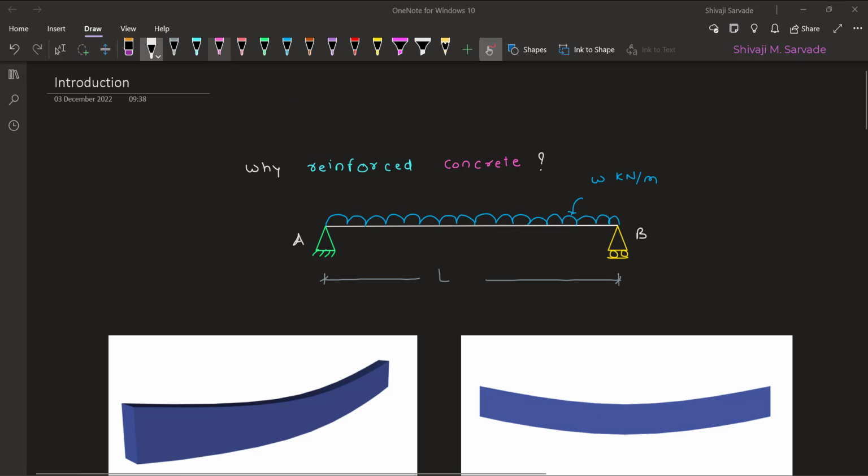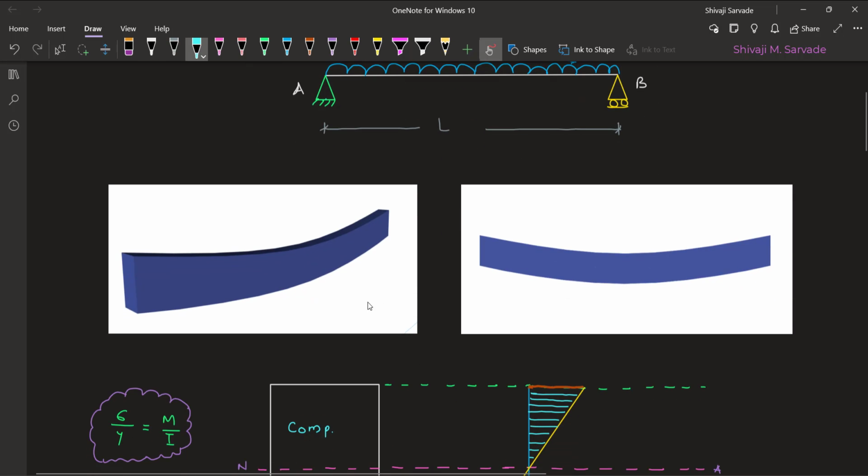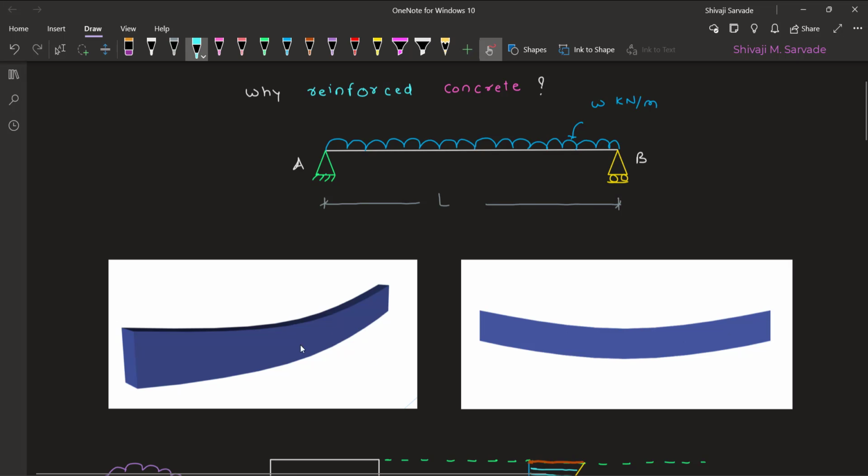If I take any beam, let's say simply supported as shown here, and subjected to a gravity loading, the corresponding deformed shape would be something like this. If we observe closely, this deformed shape has some fibers getting compressed whereas some fibers getting stretched. If you have studied the theory of pure bending, this is very consistent with it.